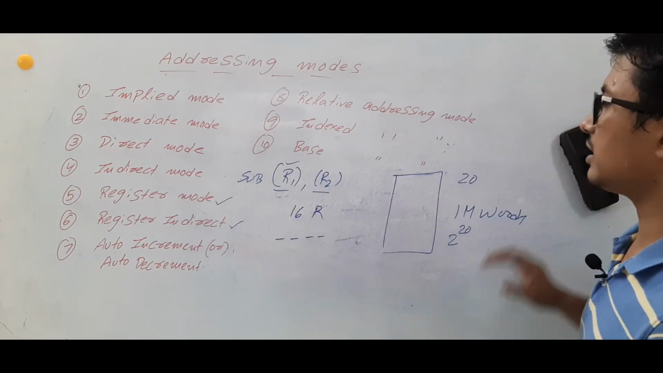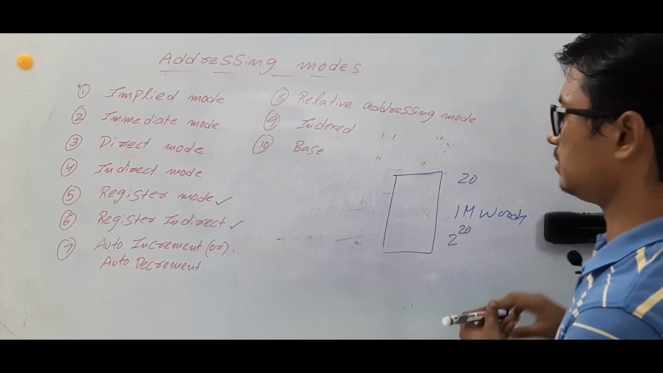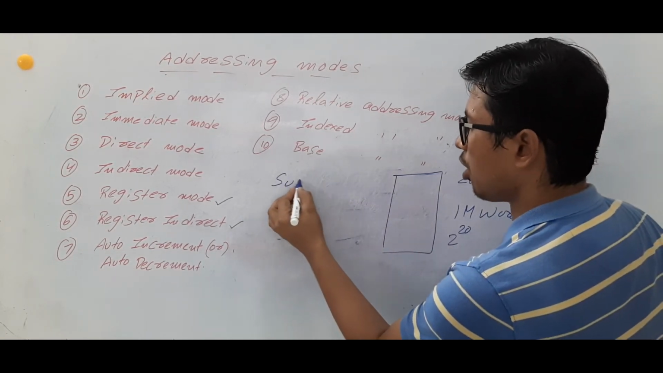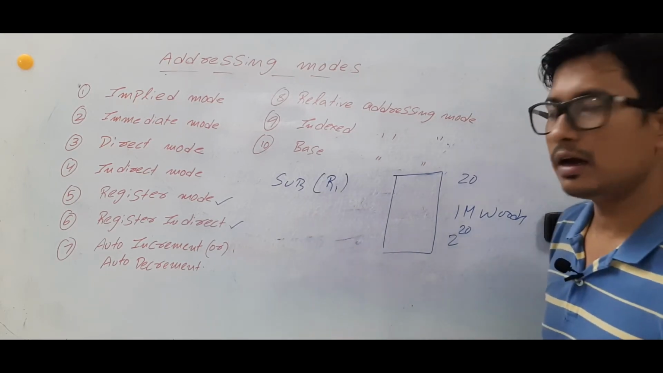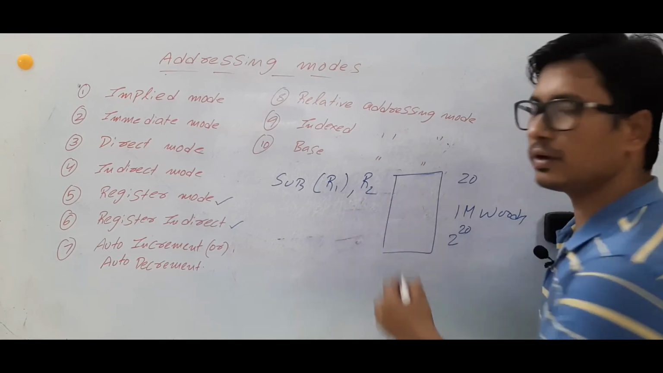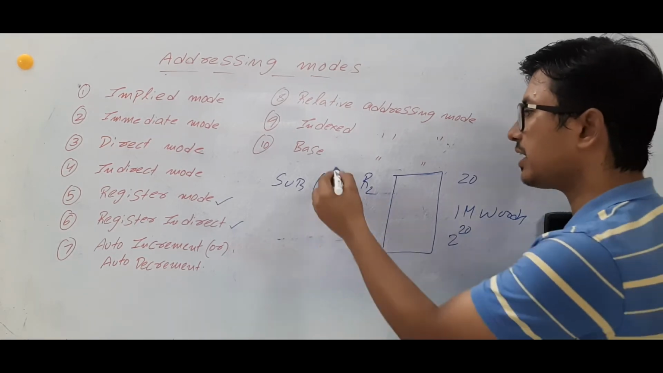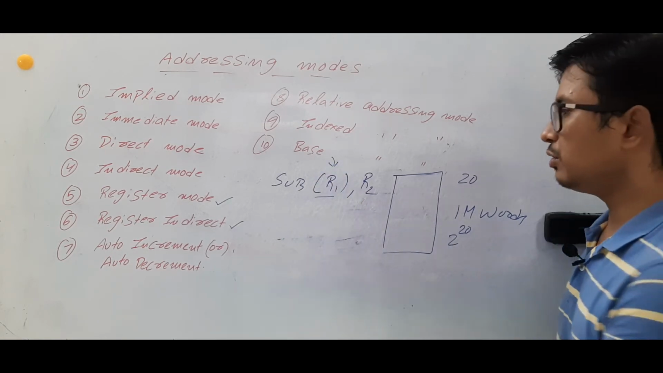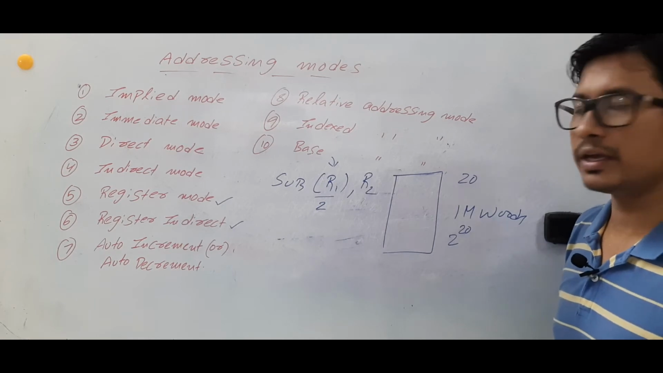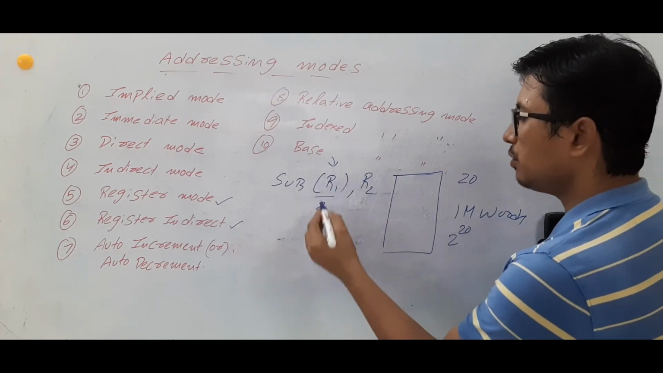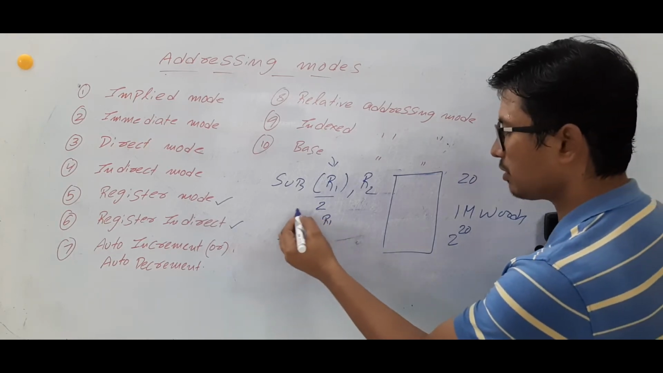What is register indirect addressing? You will specify the opcode and you will write R1, and then let's take that you have written R2. Now here you are not giving the direct address of the register R1. You will give some address. Okay, suppose let's take that it is 2. Now you will go to the register which is having the bit 2.